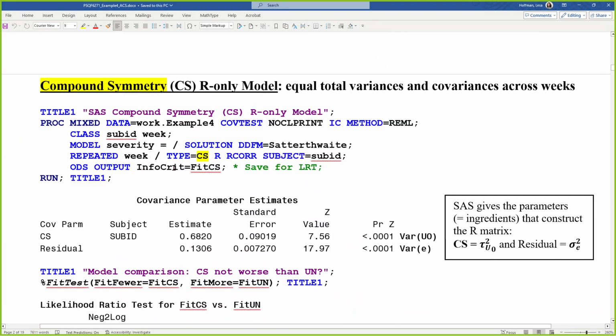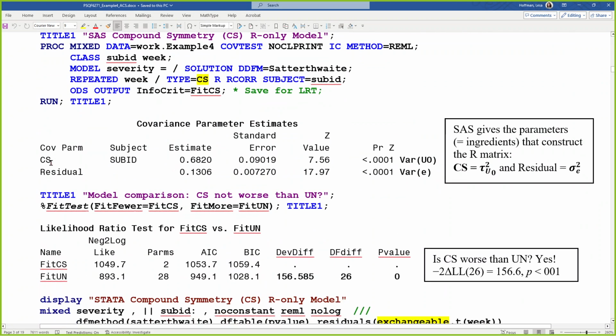So we looked at compound symmetry. That one has 2 parameters. It is phrased as some kind of variance and the compound symmetry parameter. In SAS, you get the variance of the E's, and you get the compound symmetry as the variance of the random intercepts. Adding those together gets you the total variance that would be on the diagonal.